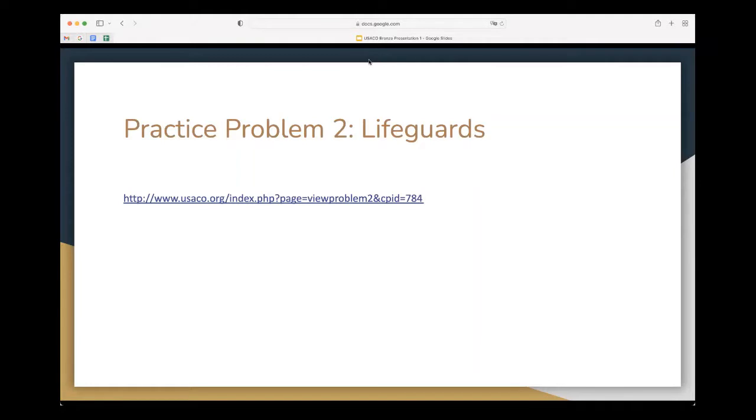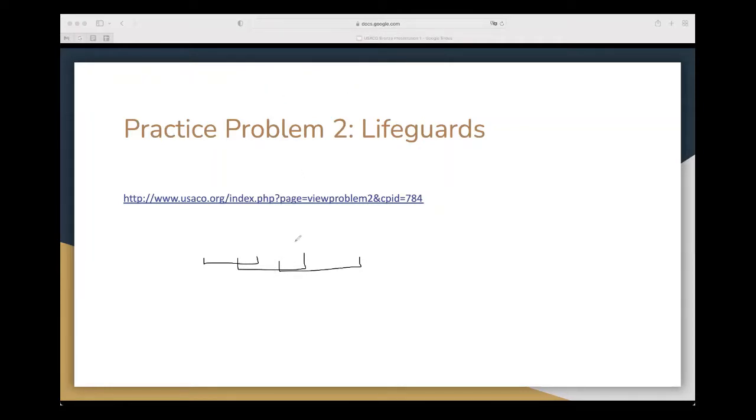So essentially, you want to figure out what the minimum number of seconds is that you can remove by firing a single lifeguard. So the idea is you have a bunch of lifeguards, and you want to figure out which one is the one that, if you fire it, you get rid of the least amount of time. In this scenario, it's just zero, but let's get rid of this one.